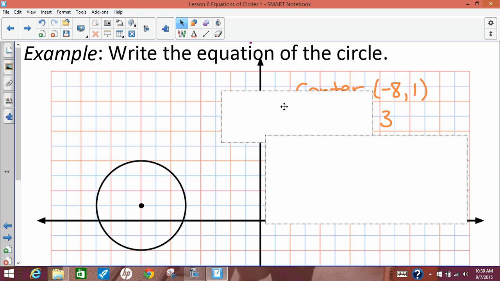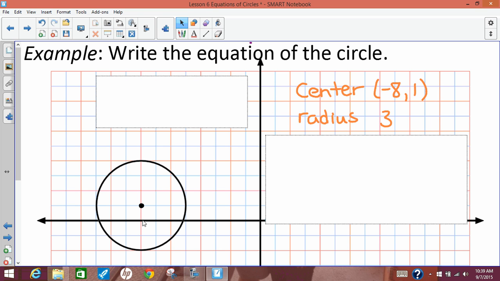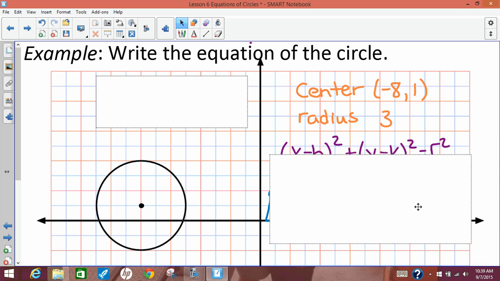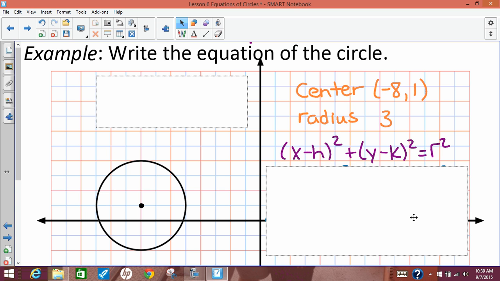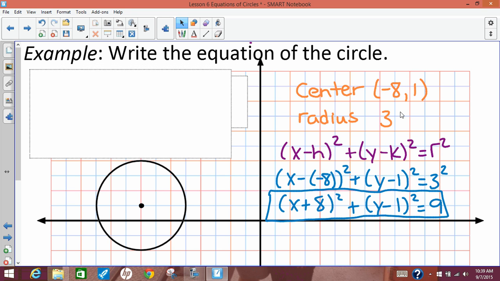So I found that my center is (-8, 1). And I can find my radius to be 1, 2, 3. Start by writing my standard form of my equation so that all I have to do now is find out where I need to plug in numbers. I plug in negative 8 for h, 1 for k, and 3 for r. And I can simplify: this minus and minus make x + 8, and my 3 squared becomes 9 to get my final answer.